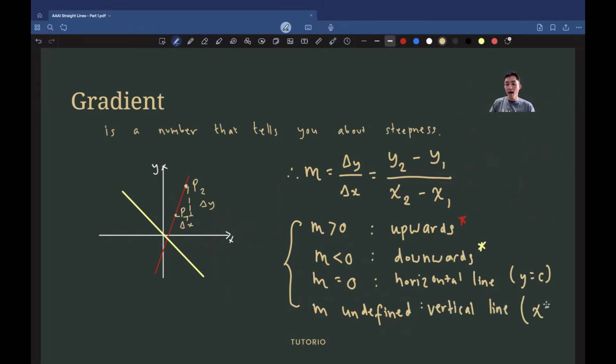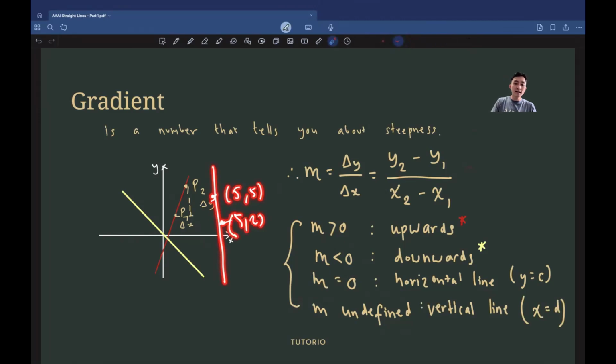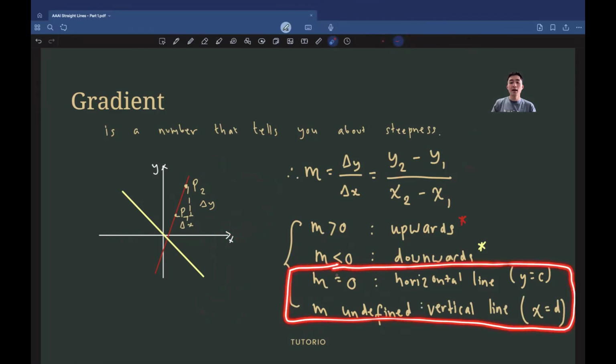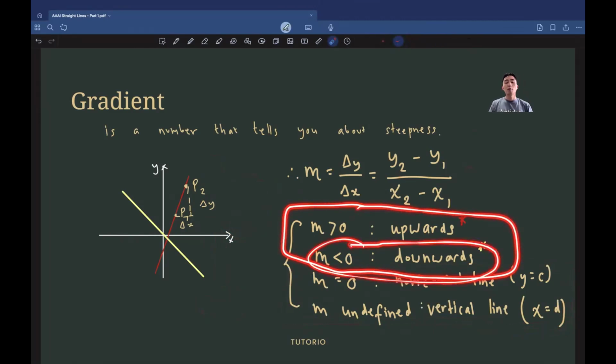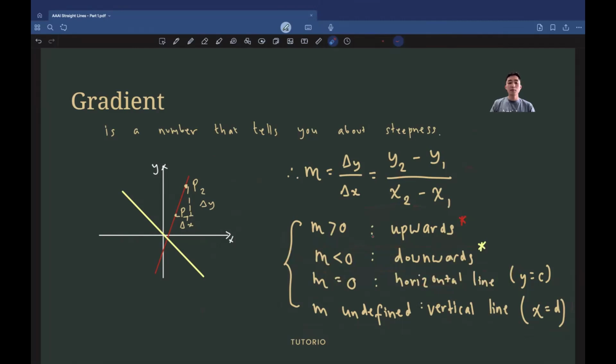And this happens when x equals a constant. For example, the one we had earlier, (5, 5) and (5, 2), can be represented with the equation x equals 5, because you can see the x remains 5, whatever the y is. So we learned how to write the equation for the horizontal and vertical line, and also to understand the gradient. If it's positive, it's going upwards. If it's negative, it's going downwards. And if we want to know which one is steeper, we just need to see which numerical value is bigger.